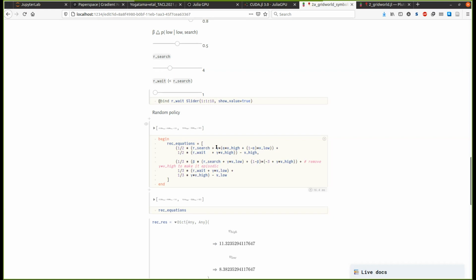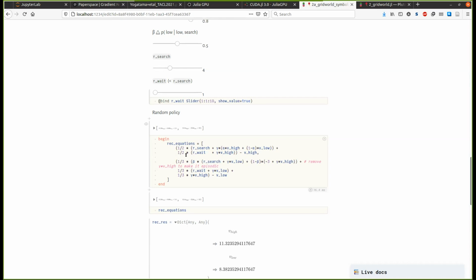And also our value function would be determined by this reward plus a discounted value of the next state. And the value of the next state is recursively defined here by a weighted sum, a linear combination of the two possible next state values. Here it's v high and v low.